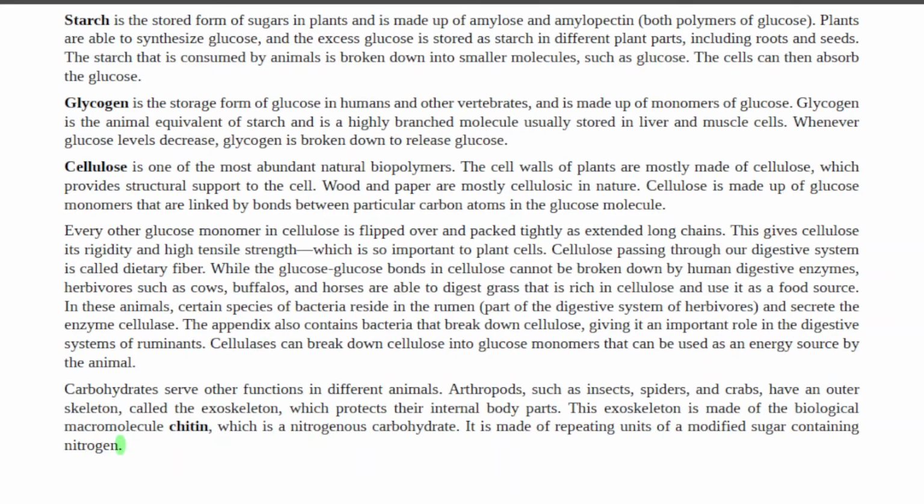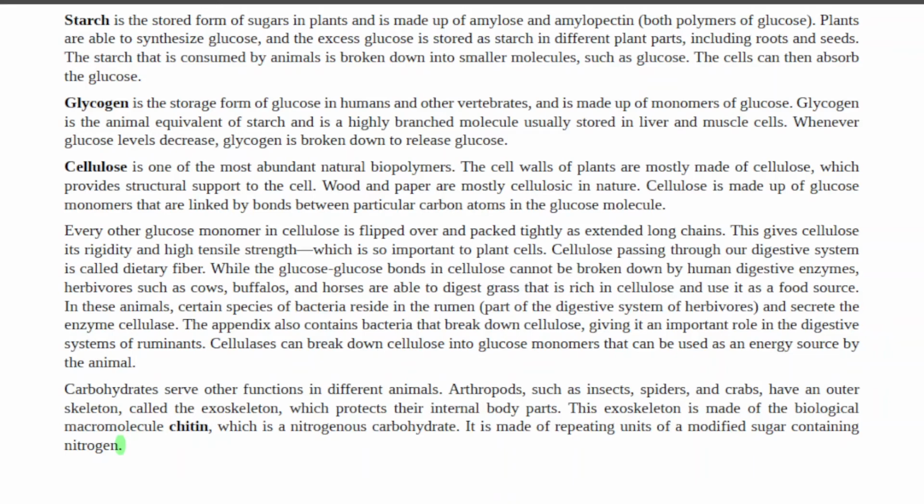Cellulose is one of the most abundant natural biopolymers. The cell walls of plants are mostly made of cellulose, which provides structural support to the cell. Wood and paper are mostly cellulosic in nature.